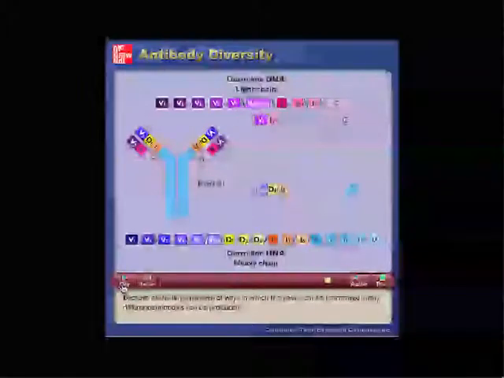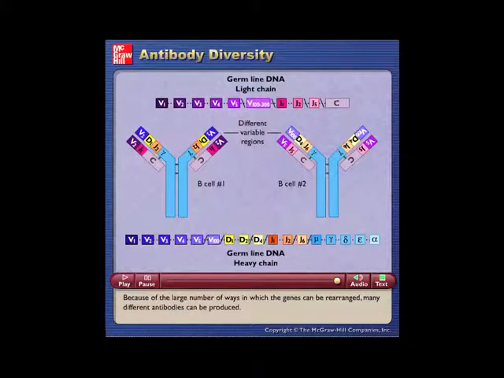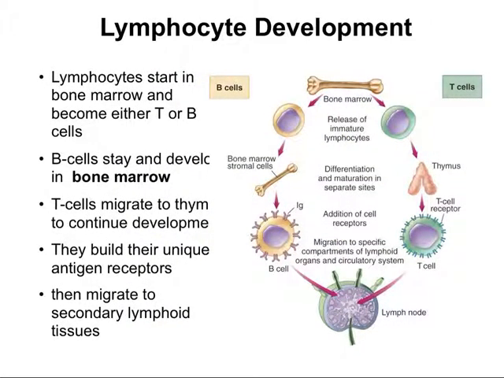Because of the large number of ways in which the genes can be rearranged, many different antibodies can be produced. So you don't need to know all the details of that, but hopefully that gives you an idea how we acquire so much diversity in these antigen receptors or antibodies. So let's review quickly this lymphocyte development, because I know that's a lot of material.